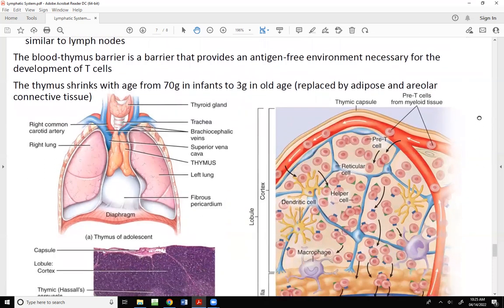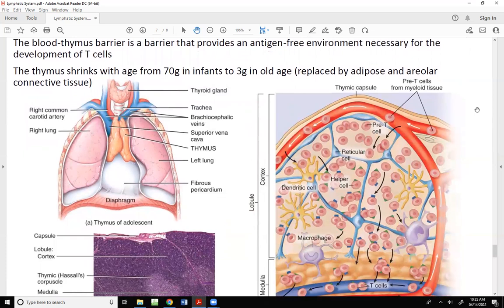The blood thymus barrier is a barrier providing an antigen-free environment necessary for the development of our T cells. And I've mentioned this before, but the thymus actually shrinks with age. In infants, it's 70 grams, but by the time we are of old age, it's only 3 grams, and therefore is replaced with adipose and areolar connective tissues. And so that's why a lot of times you see pictures and models and whatnot that don't include the thymus in them.